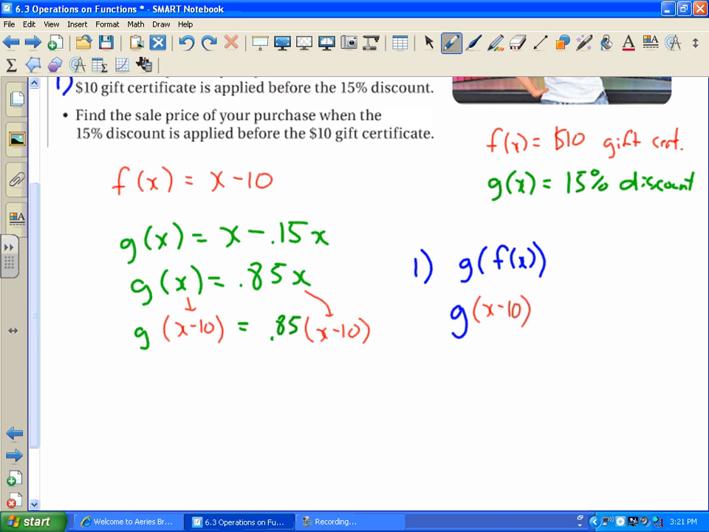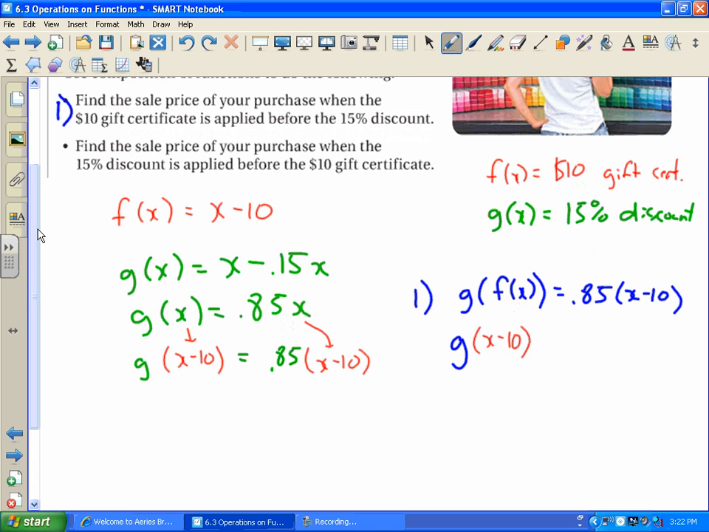So g of f of x is, and I'm just going to leave it as 0.85 times x minus 10. You can multiply that out if you want. It'll become 0.85x minus 8.5, I believe. Okay? So that's g of f of x, which hopefully makes sense in terms of sale price of your purchase when the $10 gift certificate is applied before the 15% discount.